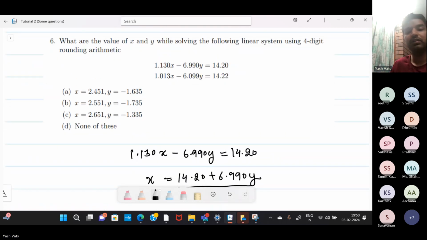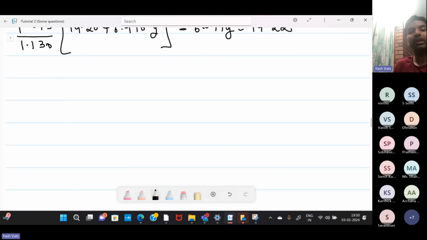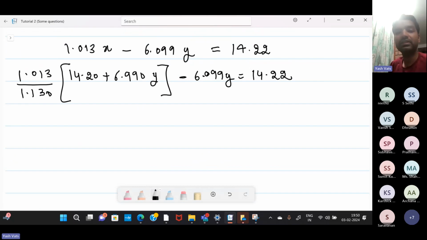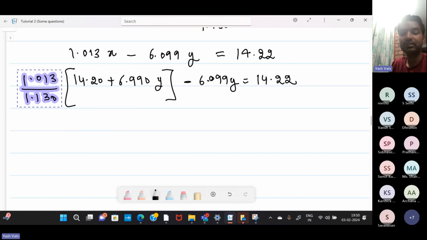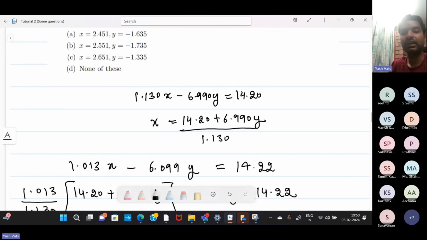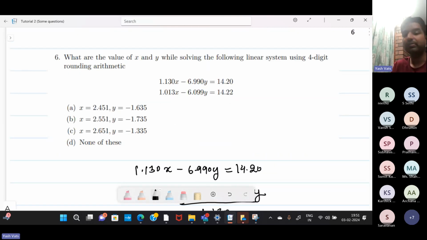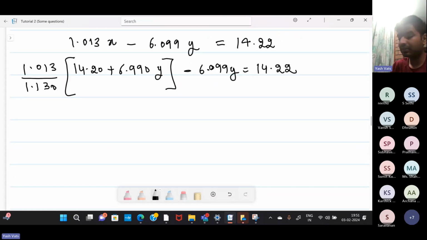So I'm using 4-digit. You have to just take, because in this computation you may take more decimal places, but I suggest you take only up to 4-digit rounding, because the question says that you need 4-digit rounding arithmetic to do the calculations.